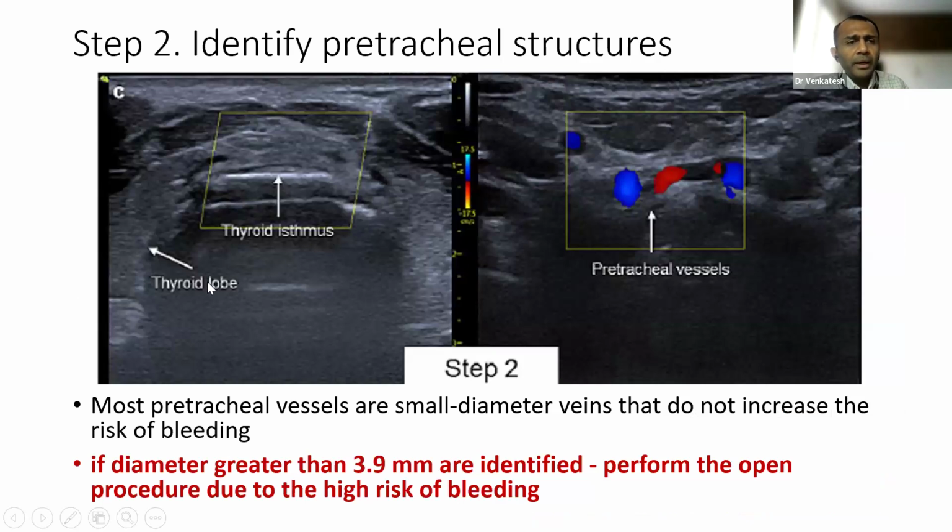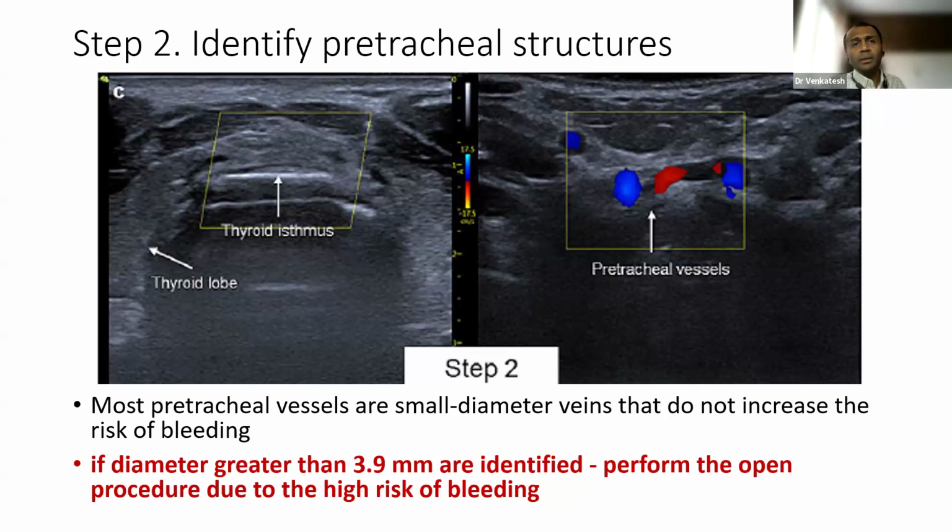So this is again the thyroid lobe, the thyroid isthmus here, and try to appreciate the pretracheal vessels by putting the Doppler. You should not put too much pressure on the probe. You put a gentle pressure so that the vessels are not compressed and you miss them. Most pretracheal vessels are what? Veins or arteries. And most of the pretracheal vessels are small diameter and do not increase the risk of bleeding.